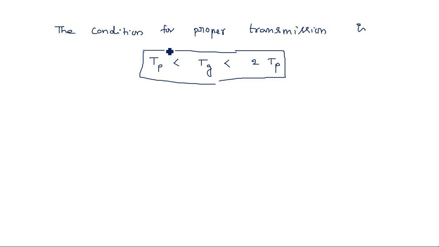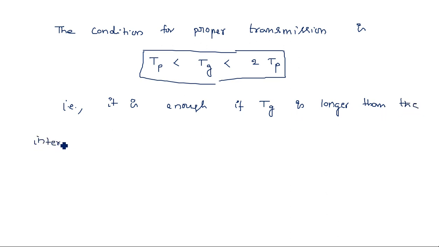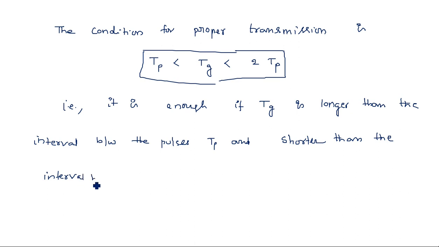Okay, that means it is enough if Tg is longer than the interval between the pulses, Tp, and shorter than the interval between alternate pulses. Okay, so this is the concept of phase delay and phase jitters.